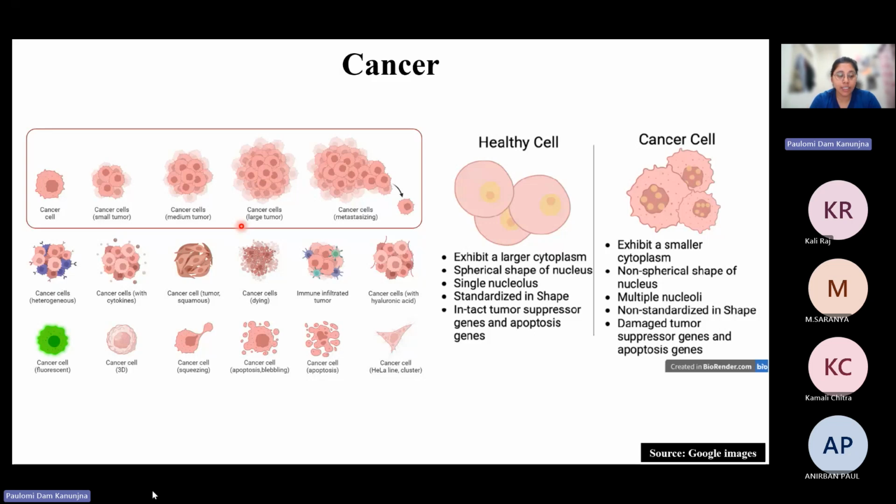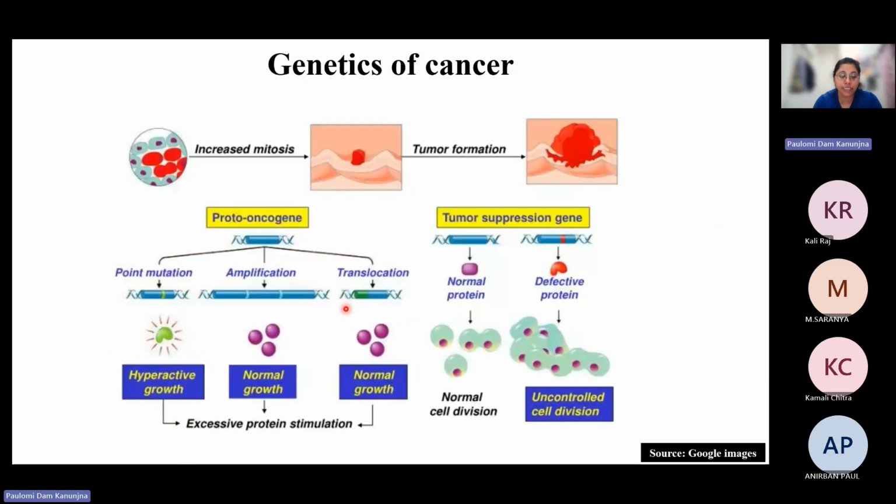Okay. And then, like I said, if you look into the genetics of these cells, you will see that the tumor suppressor genes have lost their function, they have become defective. The proto-oncogenes have gained mutation, they have become overactive, so they will start amplifying and translocating all of this.